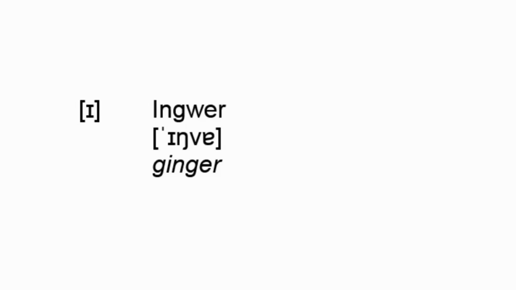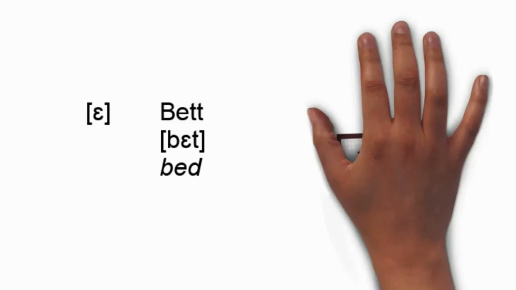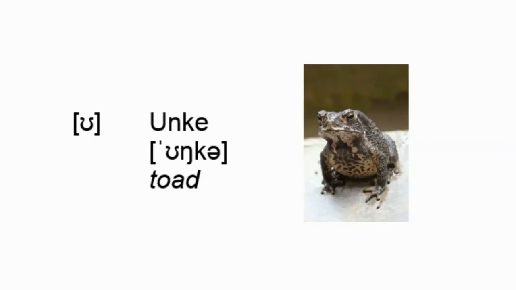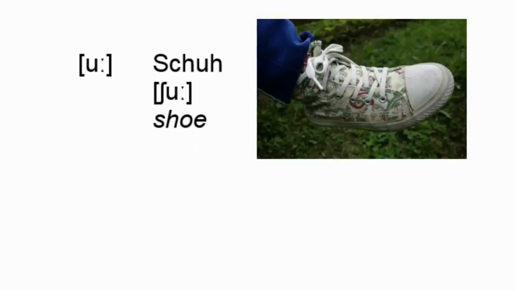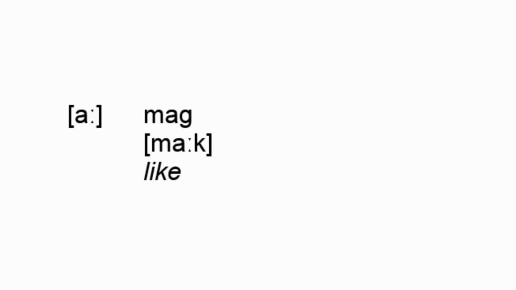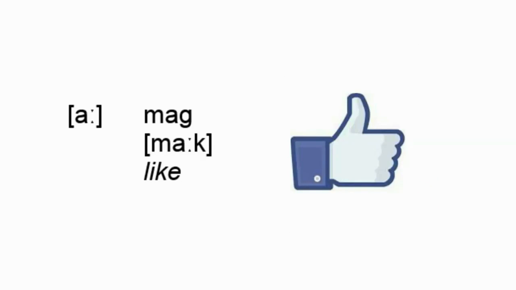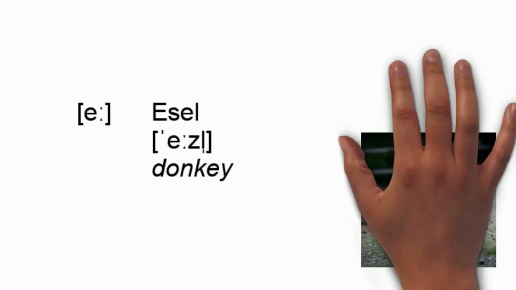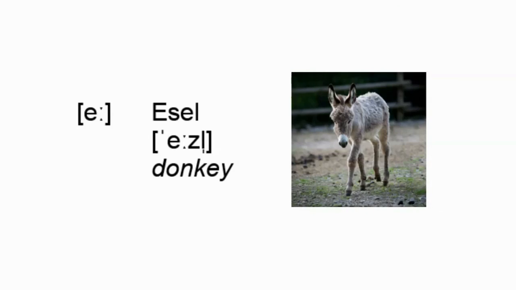And now we're actually done. We've gone through everything. So let's take a quick review through all the vowels we encountered. We had 5 familiar vowels. I as in Ingwer, E as in Bett, U as in Unke, U as in Schuh, and I as in deep. Then we had 3 vowels that were in somewhat new places. A as in Mark, which was a bit more forward in the mouth compared with English's A as in Mark, Mark. We had E as in Esel, which had a tongue position kind of halfway between E and I, Esel.